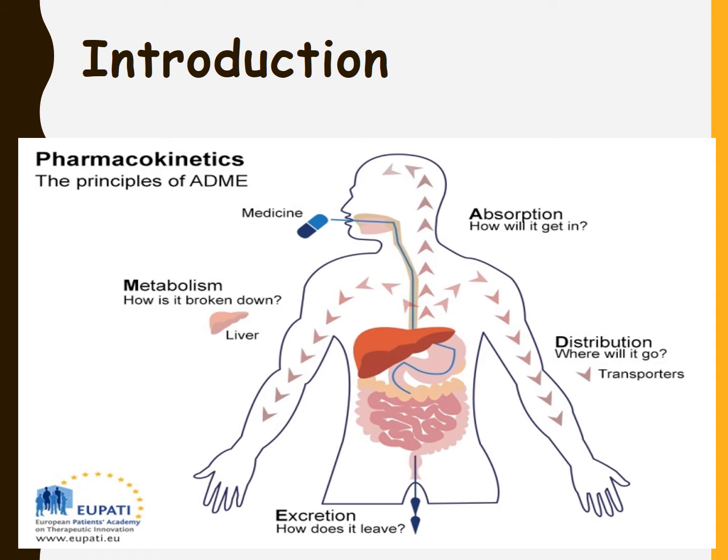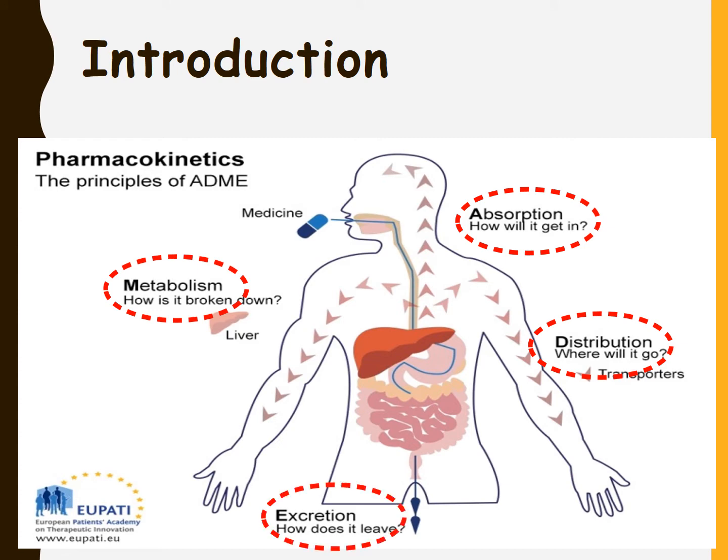As an introduction, you can see here in the picture, a man is taking a medicine which goes through his intestine, and absorption and all. Here it is absorbed from the GI tract and distributed to various tissues. Absorption, distribution, metabolism, and finally the excretion. Absorption means how the drug gets in. Distribution means where it will go, mainly by the transporters moving to different regions. Then third, metabolism, how it is broken down.